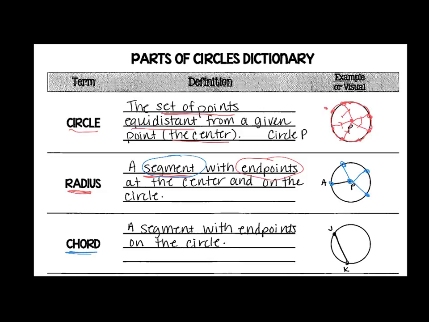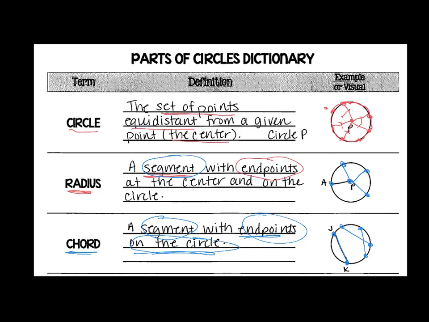Then we move on to chords. What's a chord? It's another segment, right? A portion of a line. Its endpoints are where? Both of them are on the circle. So segment JK is a chord, right? I could have another segment over here. That's another chord. I could have another segment right here. That's a chord. Where are the endpoints of that segment? They are both on the circle.